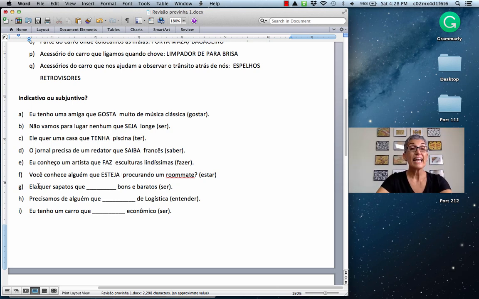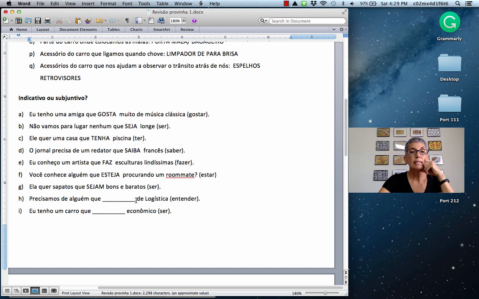Desculpe. Ela quer sapatos que, blá, blá, blá, bons e baratos. So, she wants shoes that are good and cheap. Ok? Ela quer sapatos. So, here you have the verb querer, ok? Eu quero, você quer, nós queremos, eles querem. So, the verb querer, indicativo ou subjuntivo? Subjuntivo, because you don't know, there is a doubt. You don't know if you're going to find it or not, ok? Então, subjuntivo do verbo ser, seja, sejamos, sejam. Ela quer sapatos que sejam. You notice that you have to agree the verb with the subject, ok? Sapatos.